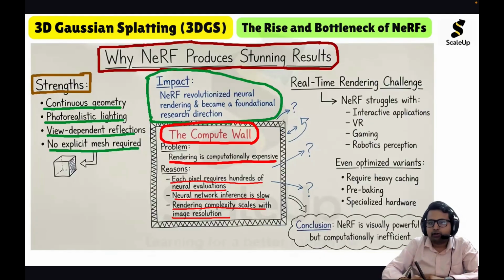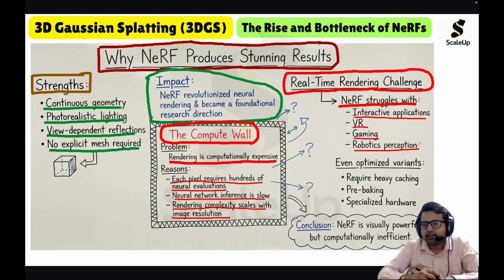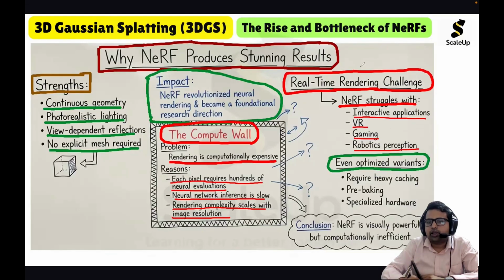So it will be very slow, and hence the main problem with neural radiance field is real-time rendering. We cannot achieve real-time rendering, because NeRF struggles with it, and because of the lag we cannot make interactive applications, VR, gaming, and robotics perception, because of the real-time rendering challenge. These are the problems we face. Even optimized variants require heavy caching, pre-baking, and specialized hardware.